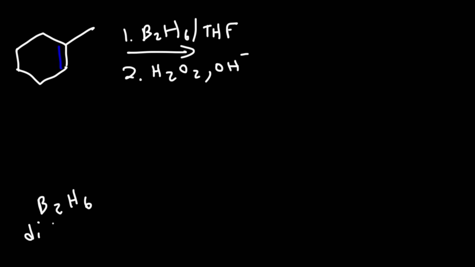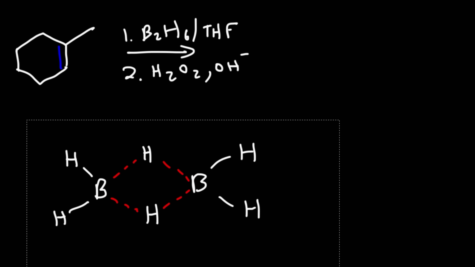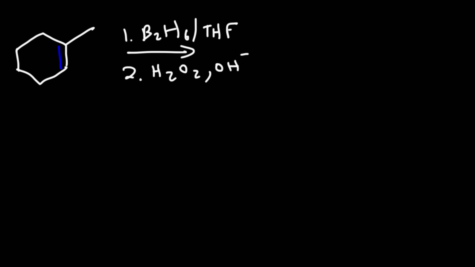B2H6 is diborane. It's basically a dimer of 2 borane molecules. So this is how it looks. So here are the two boron molecules, and two of the hydrogens will be shared by the two boron molecules. And so that's diborane. It's basically BH3 times 2. So it's B2H6. So what do you think the end product for this reaction will be?